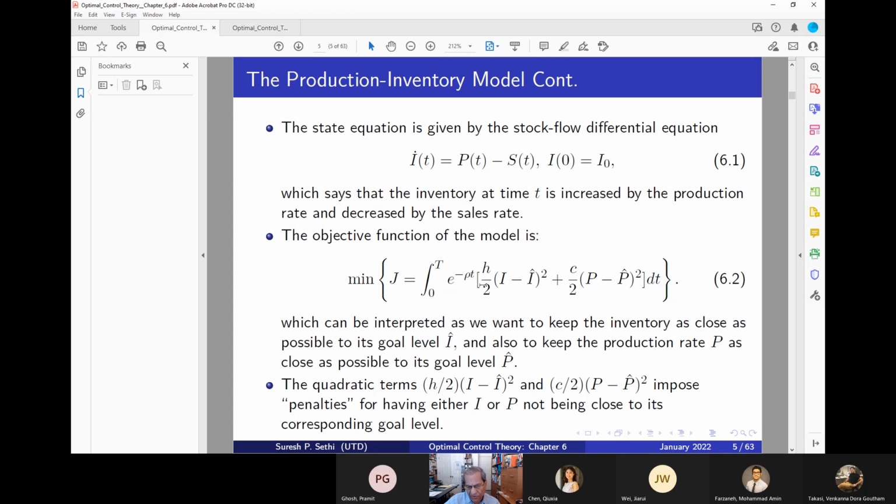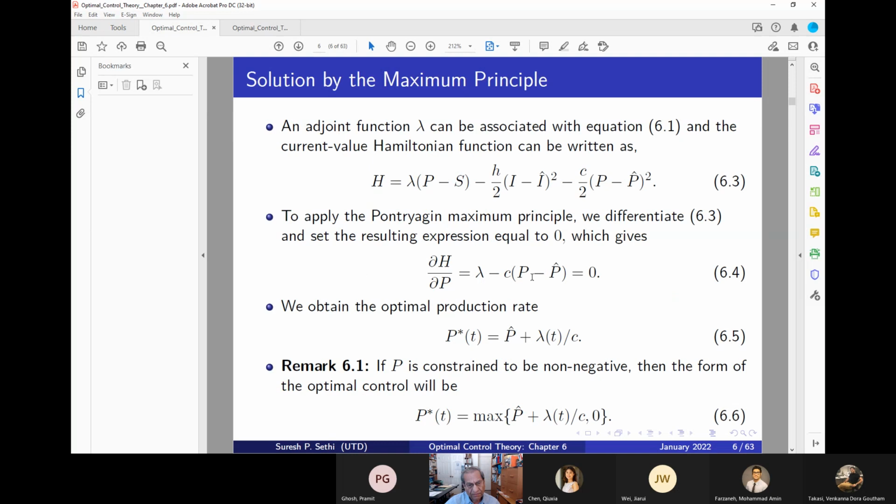I put the h by 2 only because when I take the derivative of this, I will get a 2, and I want the 2 and 2 to cancel out, so there are no fractions going all over the place. But that's just a parameter. It doesn't really make that much difference. The Hamiltonian is straightforward. Taking the derivative with respect to P to maximize the Hamiltonian gives you P star equal to this.